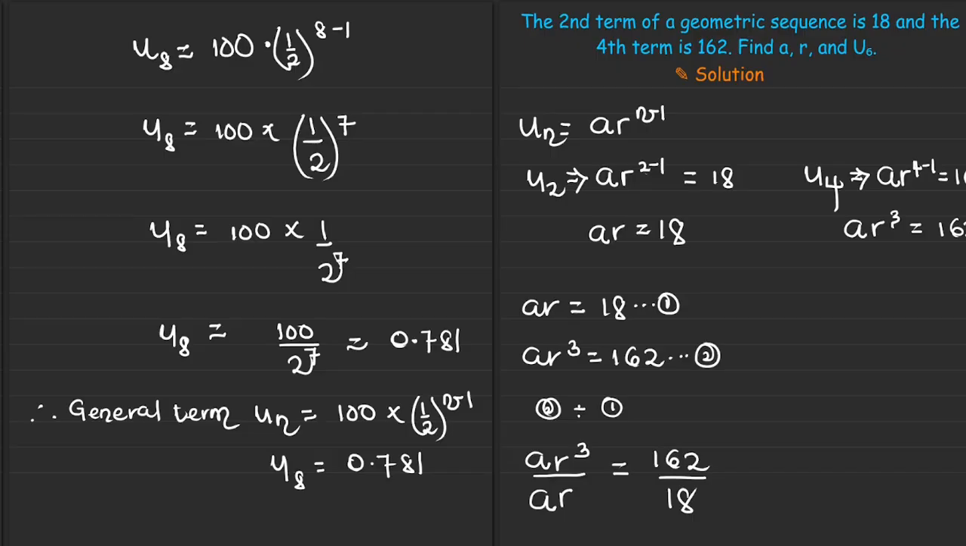We can then solve further. So we do that by simplification using our laws of indices. Since they are dividing, this A cancels out this A. Then this R reduces this power by 1, and 18 divides itself once, and then it divides 162 9 times. Simplifying further, A is gone because it has been cancelled out. We are left with R to the power 2, which is equal to what?